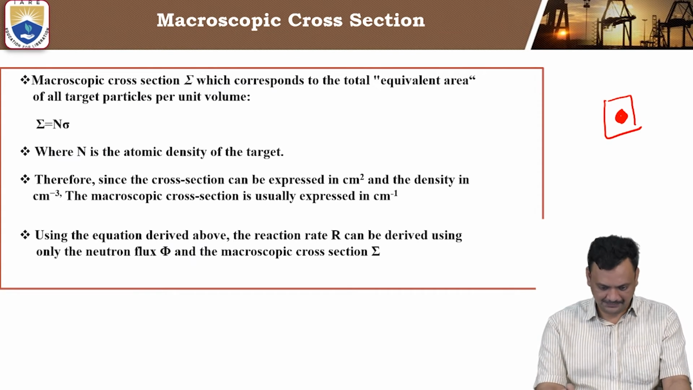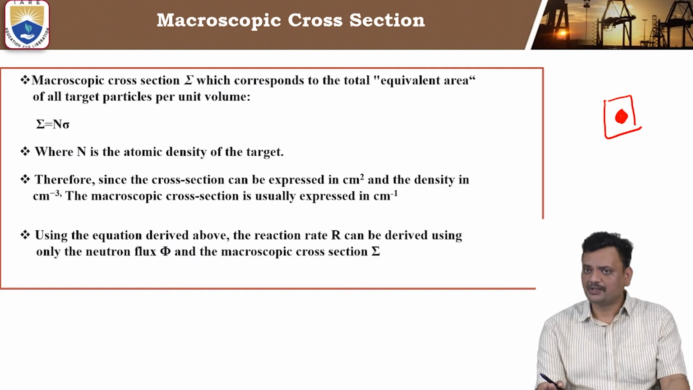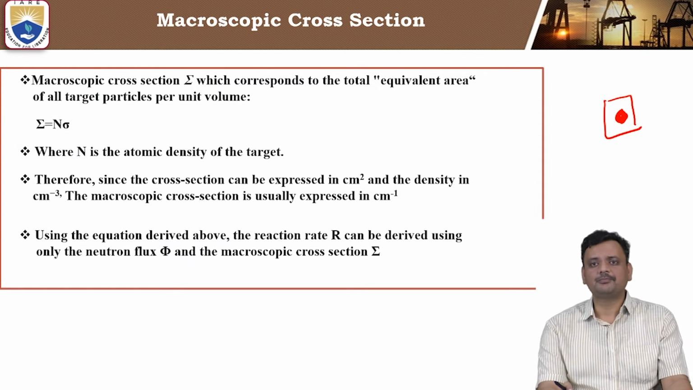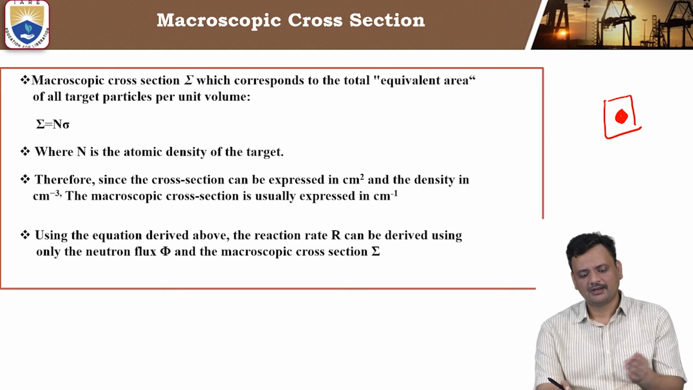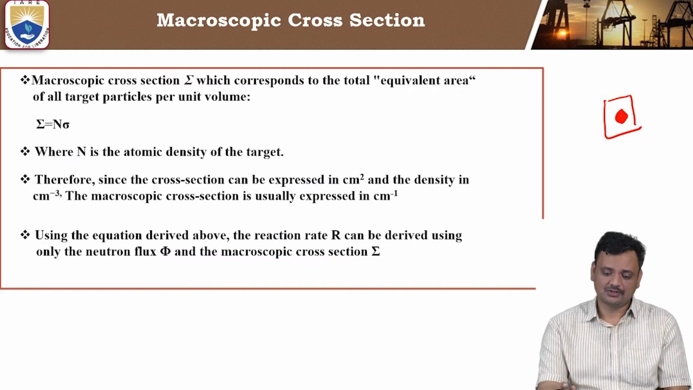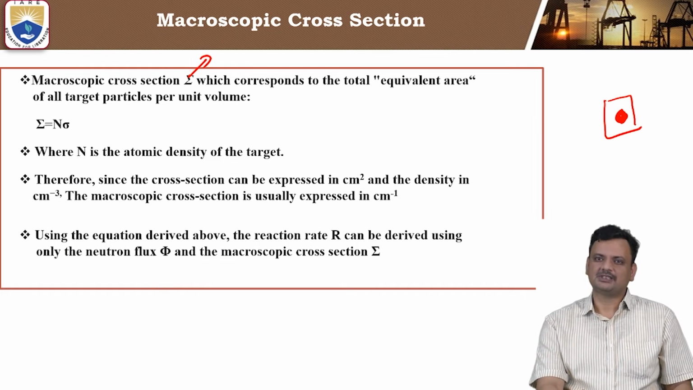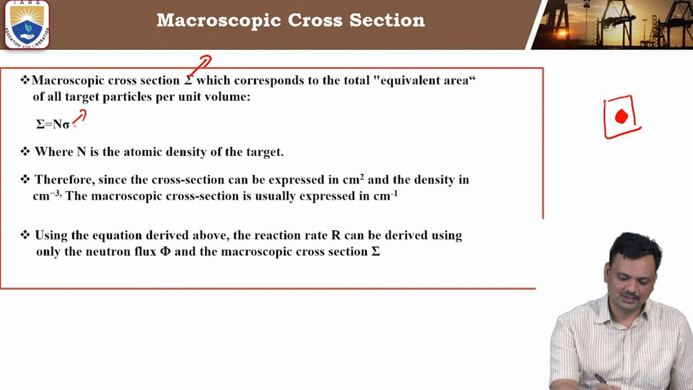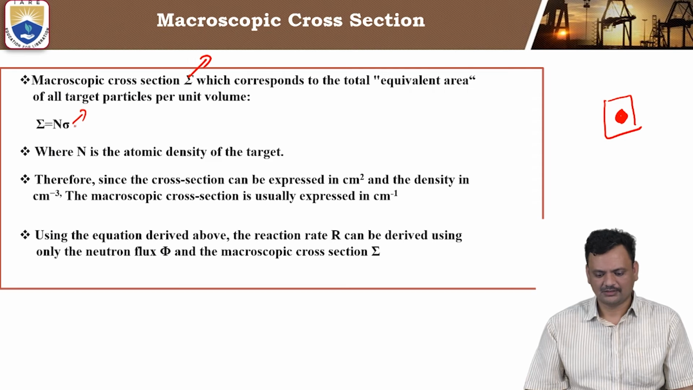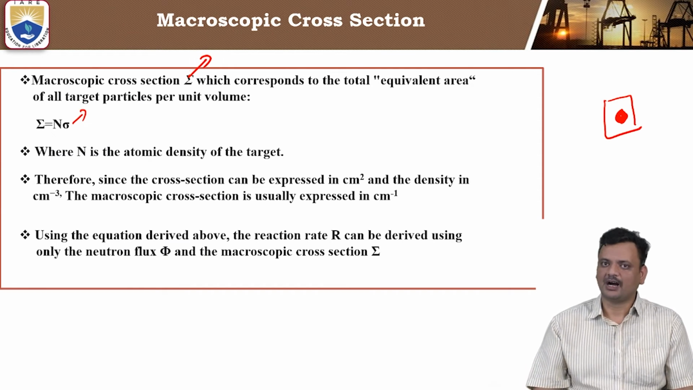So if n is the atomic density of the considered target material, what is the macroscopic cross section? Macroscopic cross section Sigma is equal to N multiplied by sigma. This is actually summation; sometimes sigma is also used, but sigma is also written here. So summation is equal to N multiplied by sigma.